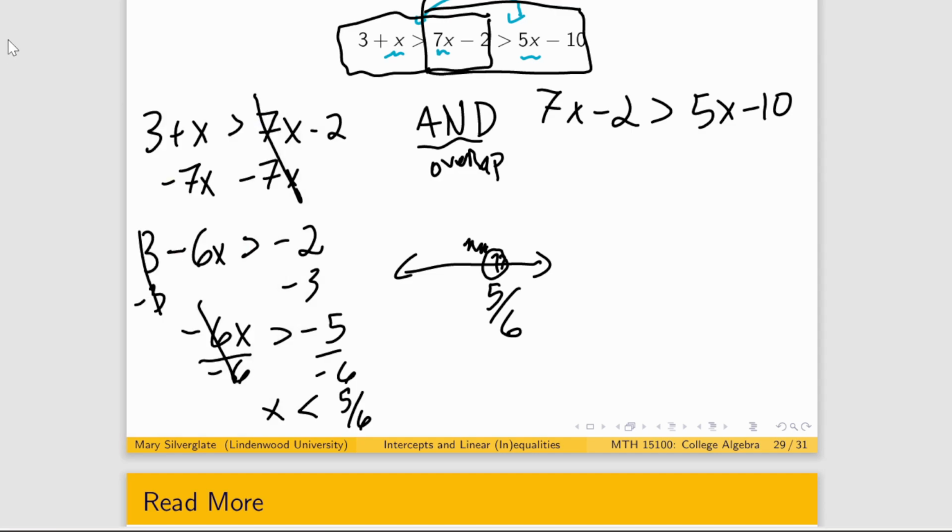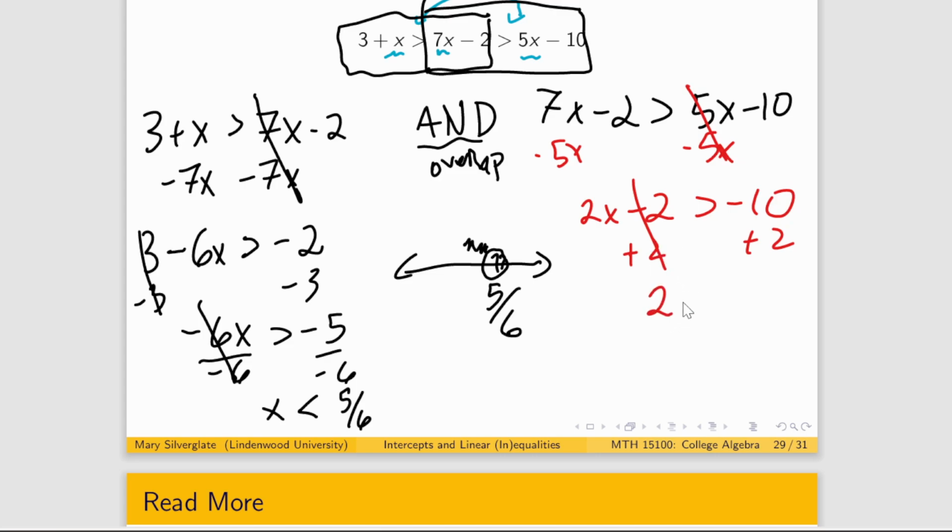For the next one, similar idea, I'm going to move all my x's to the left. So I'm going to move this 5x over by undoing adding a positive 5x by subtracting 5x from both sides. 5x minus 5x makes 0. 7x minus 5x makes positive 2x. Minus 2 is greater than -10. Then I want to undo subtracting 2 by adding 2 to both sides. -2 plus 2 makes 0. 2x is greater than -8. And as my last step, I want to undo multiplying by positive 2 by dividing by positive 2 on both sides. 2 divided by 2 makes 1. x is greater than -4.